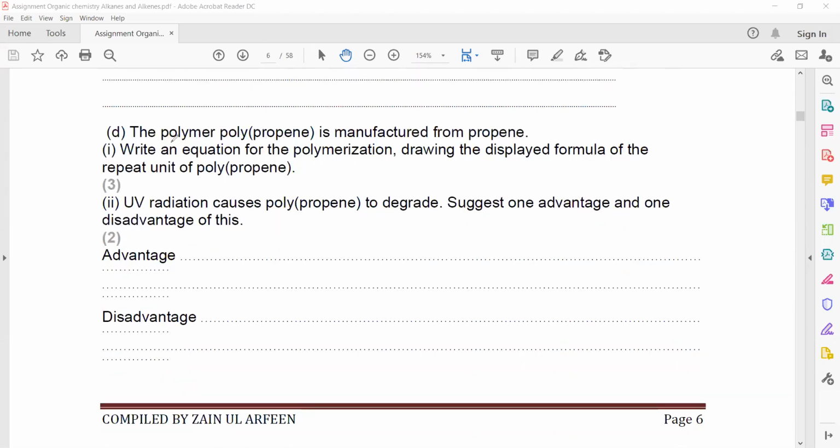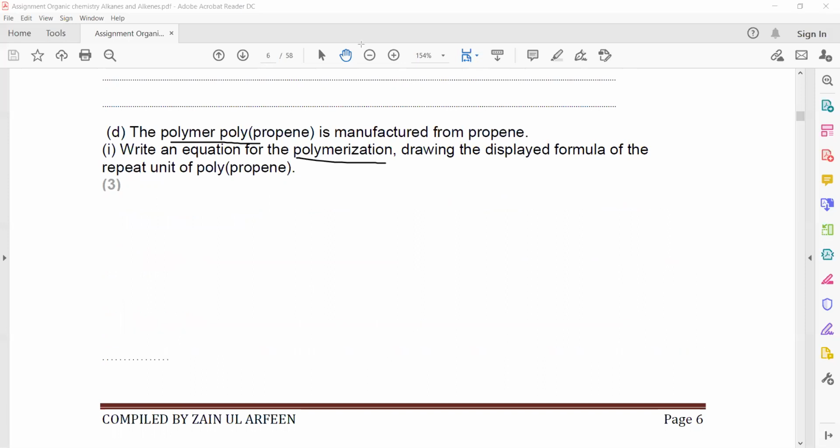Then polypropene is manufactured from propene. Write an equation for polymerization and draw the displayed formula of the repeat unit of polypropene. So we have to write a chemical equation. When they say chemical equation, it means we have to show both reactant and product. Again, the space is not enough to draw this, but how do we show this?